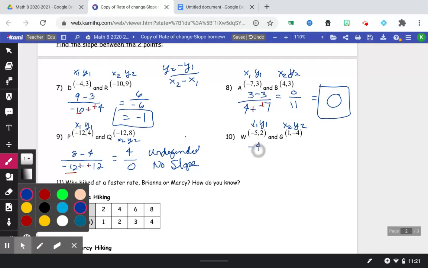Okay. And number 10, x1, y1, x2, y2. So I'm going to think negative 4 minus 2 over 1 minus negative 5. Keep, change, change. Negative 4 plus negative 2 is negative 6. Keep, change, change. 1 plus 5 is positive 6. So I'm going to get my answer of negative 1.